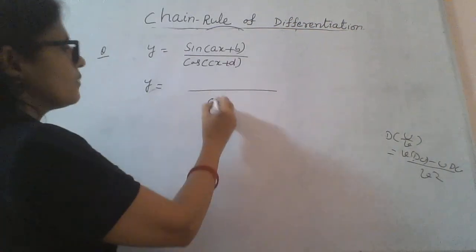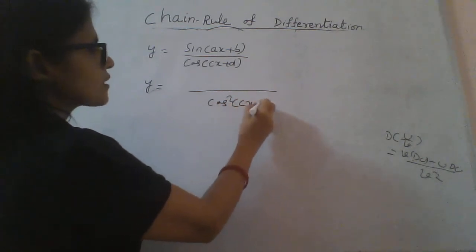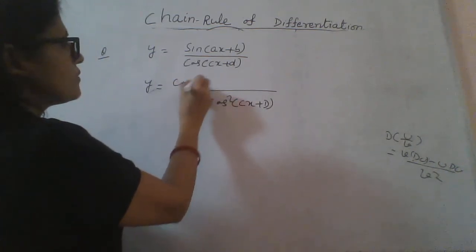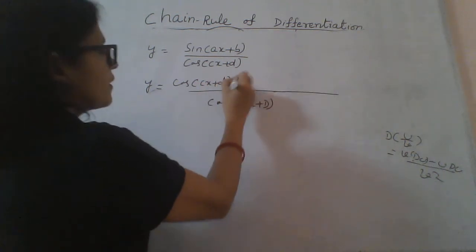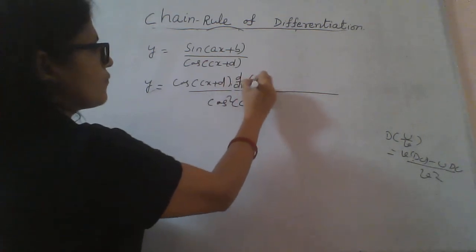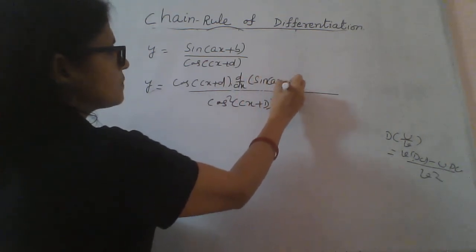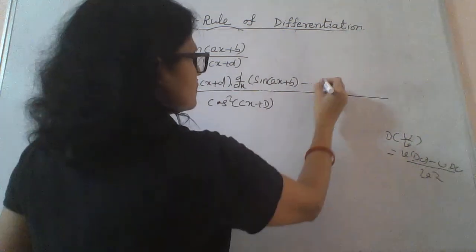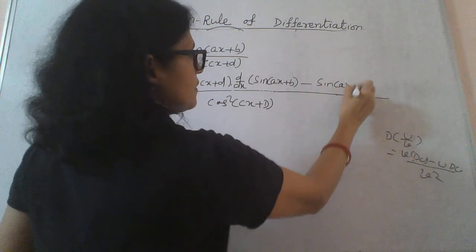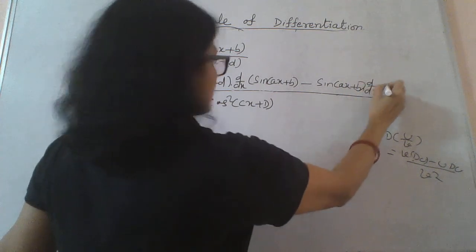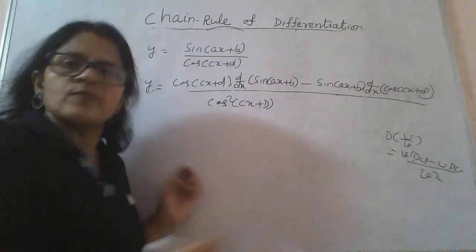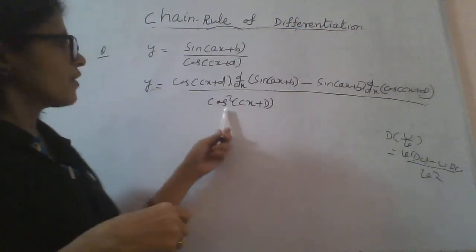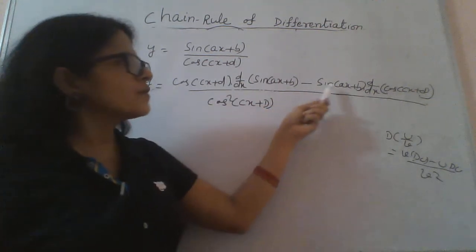As you know, the derivative of u by v is (v du minus u dv) over v square. So v square means cos square cx plus d. Here it is cos cx plus d into d by dx of sin ax plus b, minus sin ax plus b into d by dx of cos cx plus d. See, we have applied the formula directly here: v into du minus u into dv over v square.